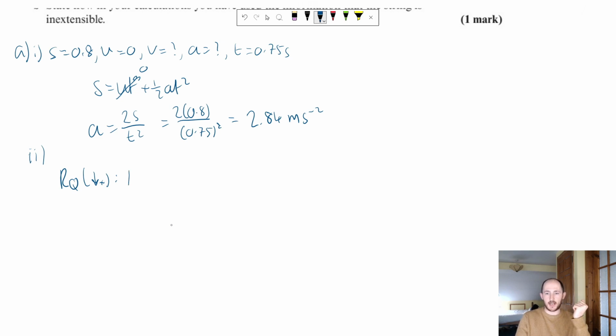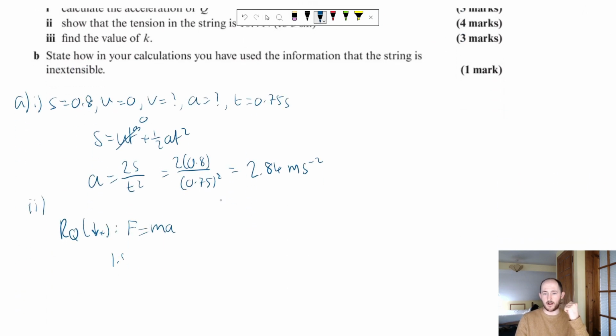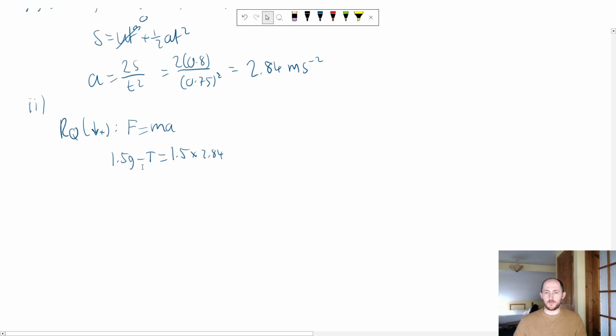So again, we're using classic F equals ma as usual. So the downwards force is its weight, which is 1.5g, minus T equals mass, which is 1.5, times 2.84. If you rearrange this, you move the T to the other side and move this over to this side, you get that T is equal to 1.5g minus 1.5 times 2.84. And we may as well put that in brackets because we obviously mean to work that out first. Not too bad, I hope.